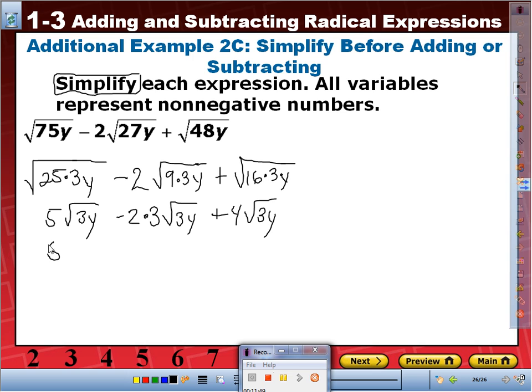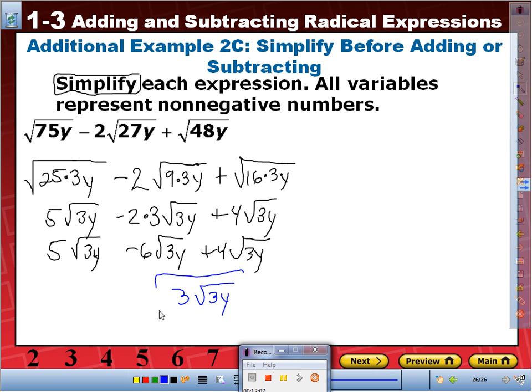Let's simplify this one before I combine like terms. This is 5 square root 3y minus 6 square root 3y plus 4 square root 3y. Okay, let's combine. We got 5 minus 6, that's negative 1, plus 4, that's 3 square root 3y.